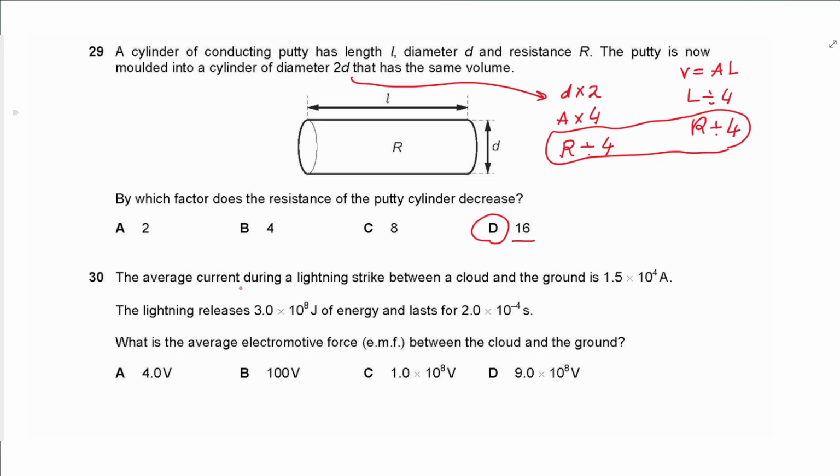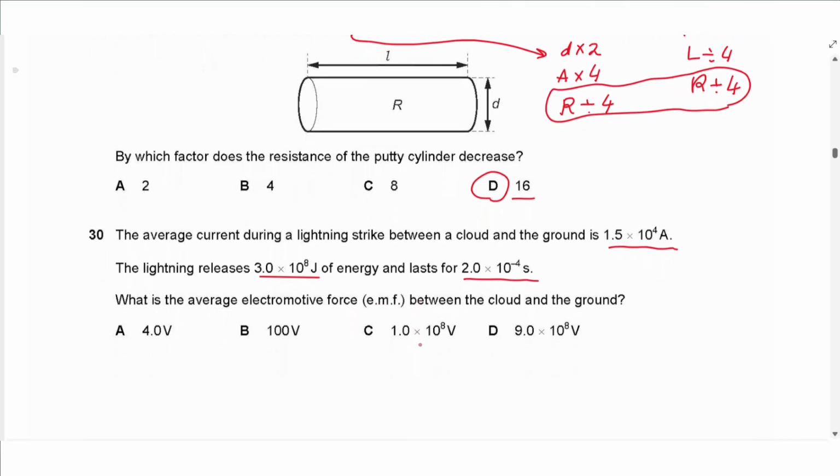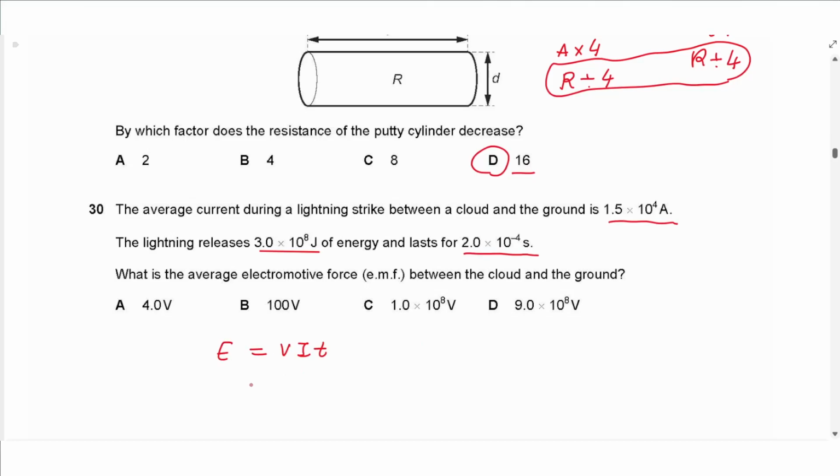Question 30 says, the average current during a lightning strike between a cloud and the ground is 1.5 times 10 to the power of 4 amperes. The lightning releases 3.0 times 10 to the power of 8 joules of energy and lasts for 2 times 10 to the power of negative 4 seconds. What is the average electromotive force between the cloud and the ground? So the energy is equal to VIT. So V is equal to the energy divided by the current and time. We have 3 times 10 to the power of 8 over 1.5 times 10 to the power of 4 multiplied by 2 times 10 to the power of negative 4. That would give us an answer of 1 times 10 to the power of 8 volts.